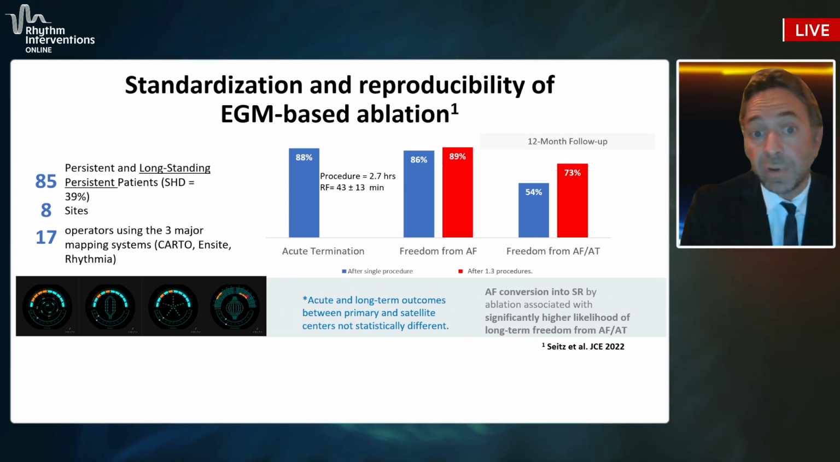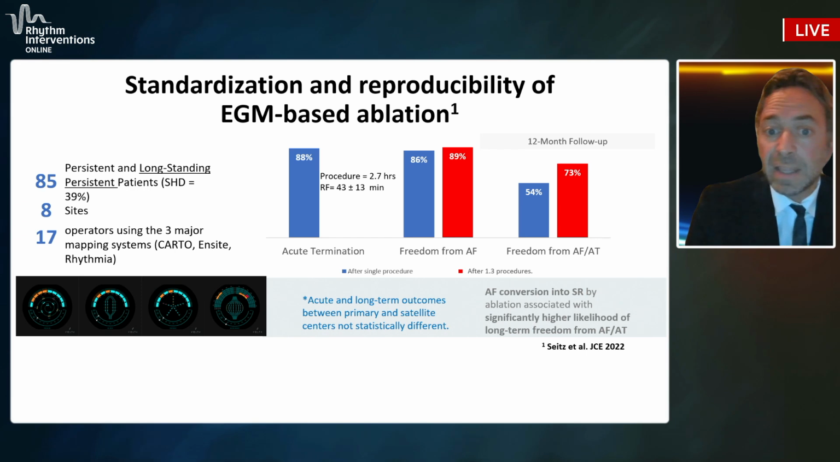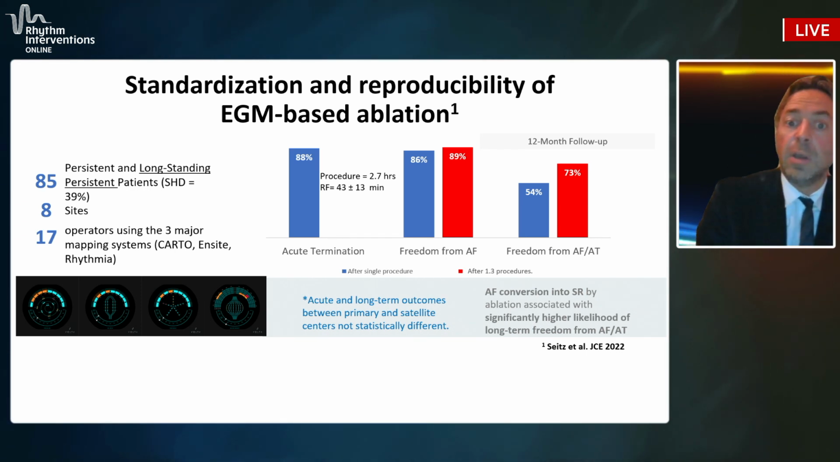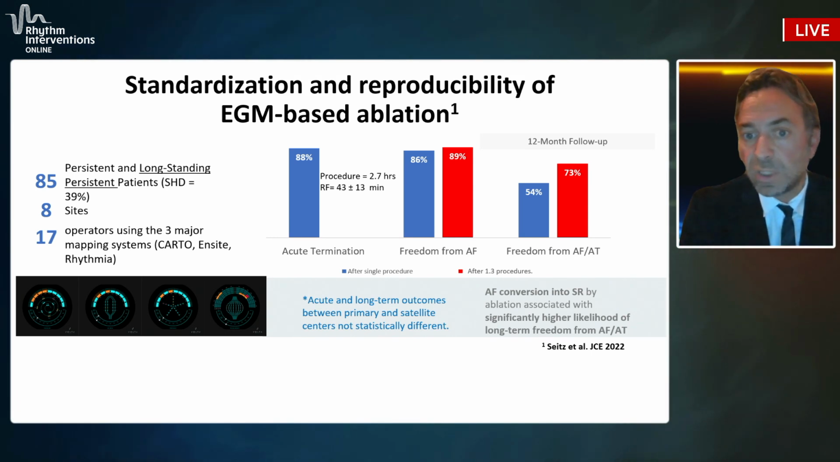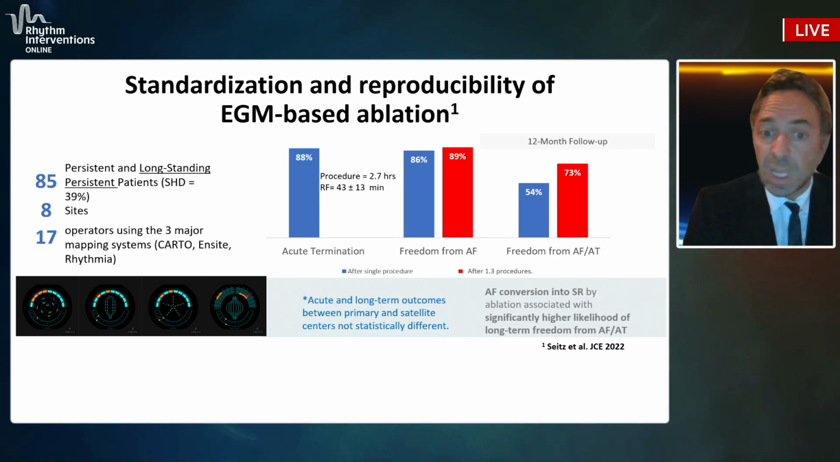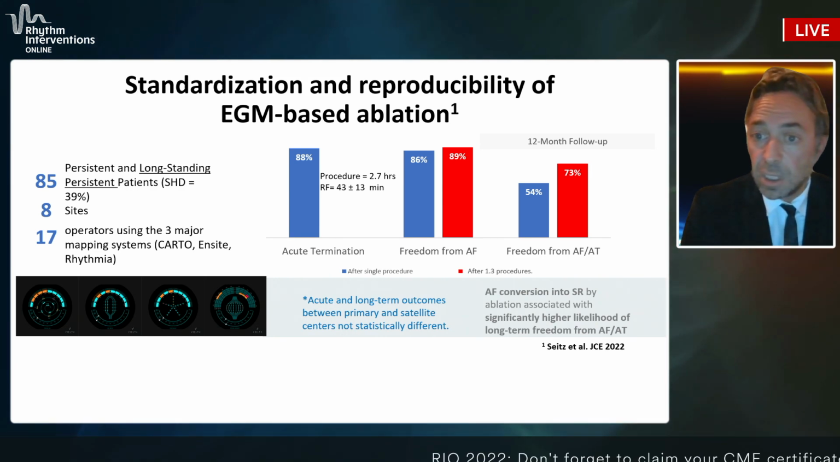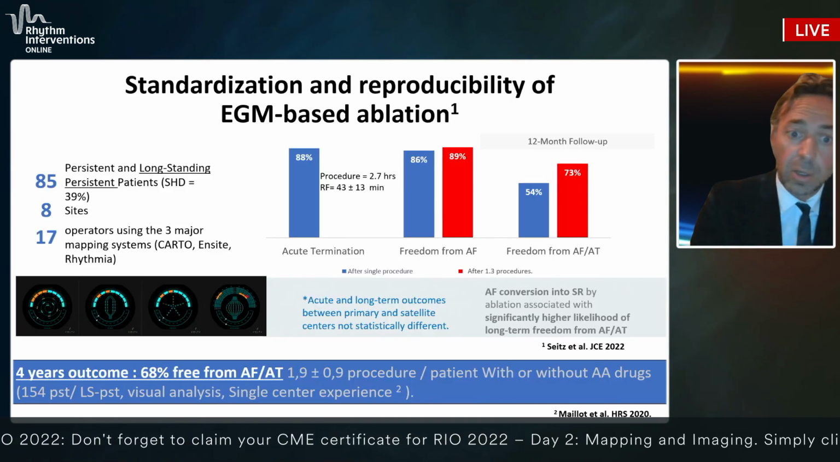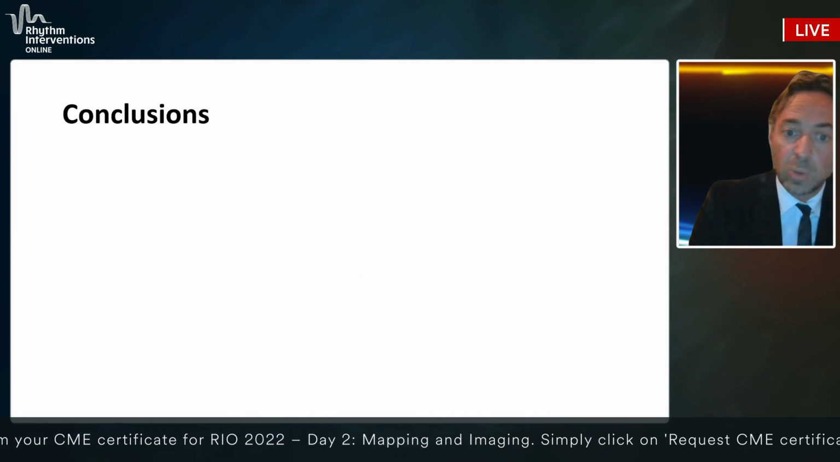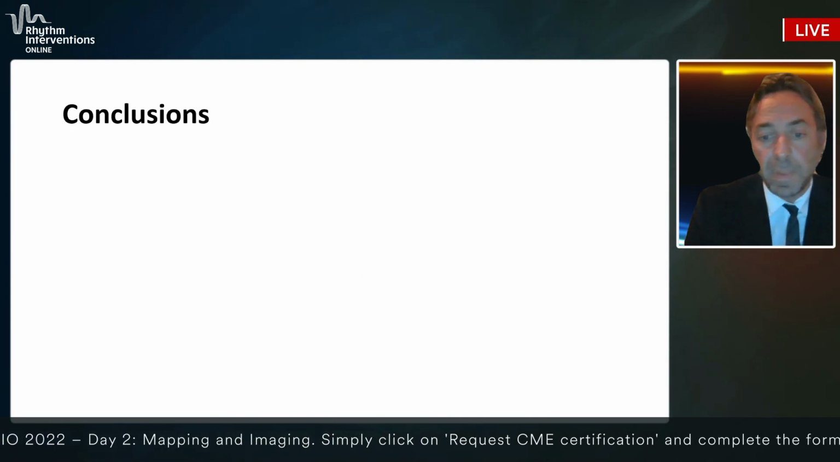At 1 year, we have 86% of freedom from AFib, 54% of freedom from any arrhythmia, meaning that after 1 procedure, it's not sufficient, but you can see that after 1.3 procedures, we increase the success rate to 73%. So importantly here, acute and long-term outcomes between primary and satellite centers were not different. So we achieved here with this protocol the reproducibility of electrogram-based ablation.